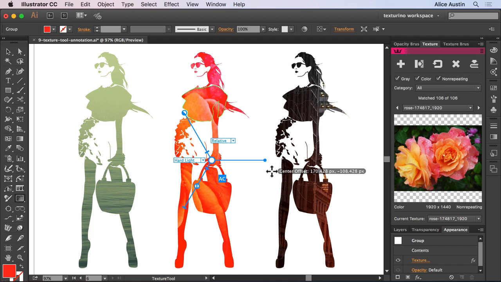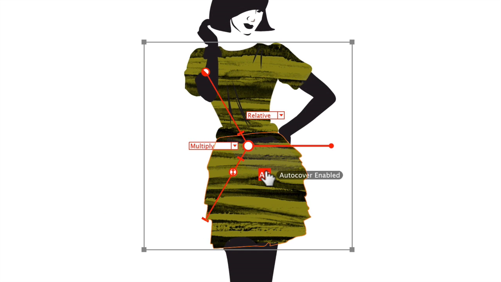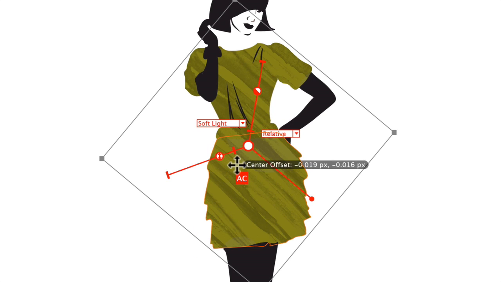That's it for this tutorial. Overall, we've covered scale and auto cover enabled, rotation, opacity and blending modes, and absolute and relative texture positioning.